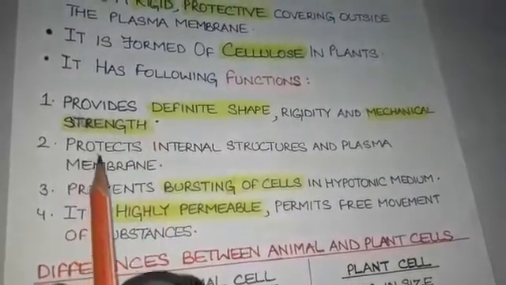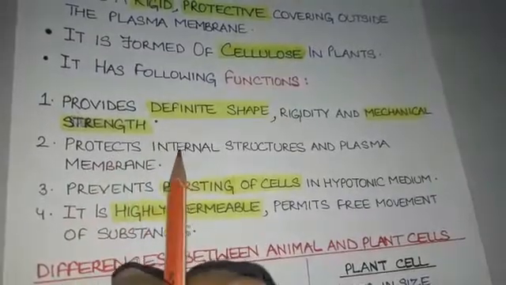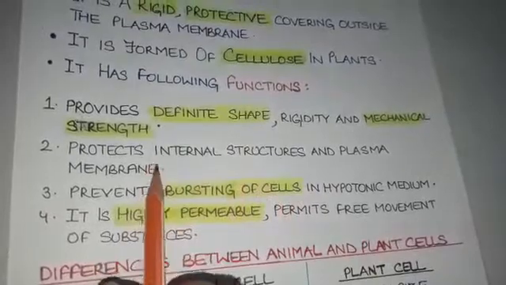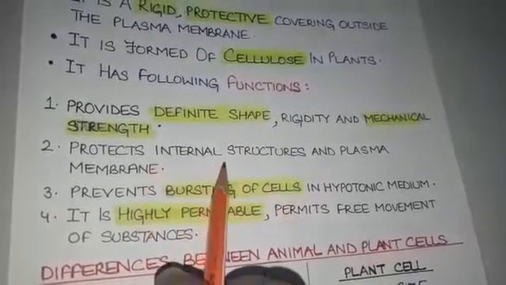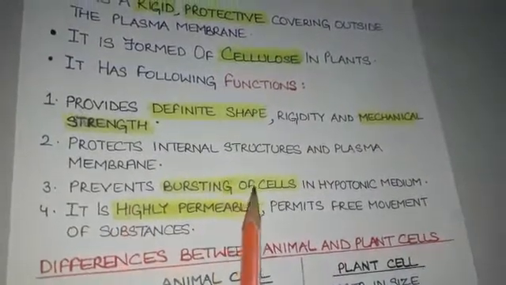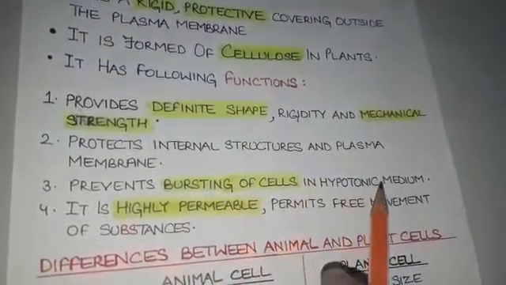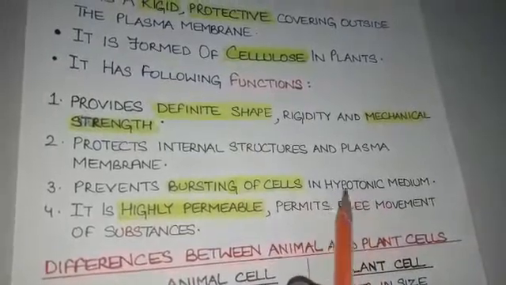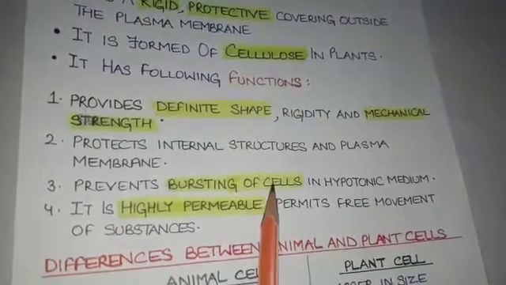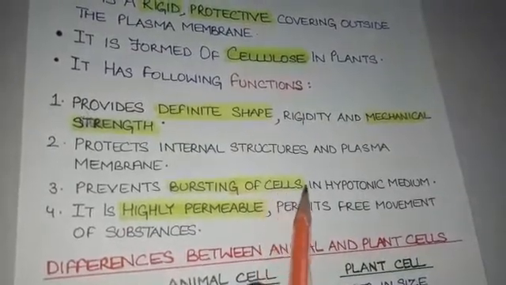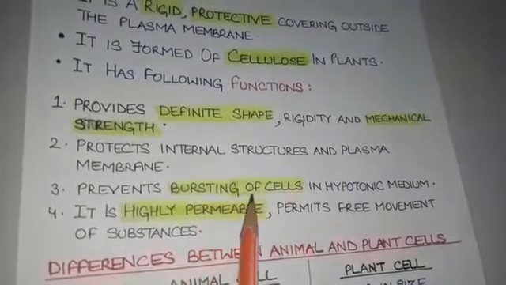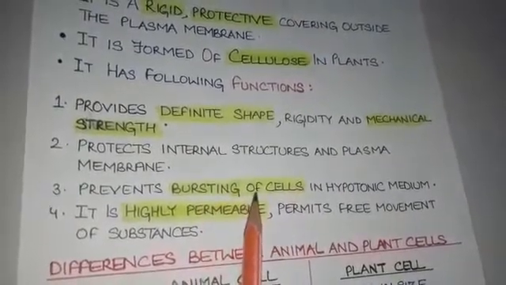Number two, cell wall protects internal structures and plasma membrane. Internal structure means the protoplasm and the cell organelles present in them. Number three, cell wall prevents bursting of the cells when they are placed in hypotonic solution, as when the cells are in hypotonic solution, they gain water and swell up by the process of endosmosis, and if there is excess intake, cells might burst. This bursting is prevented by cell wall.